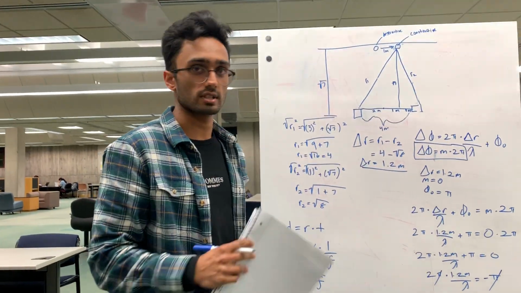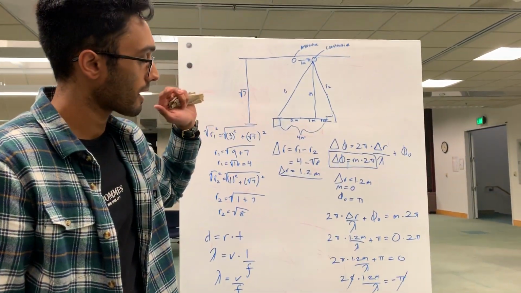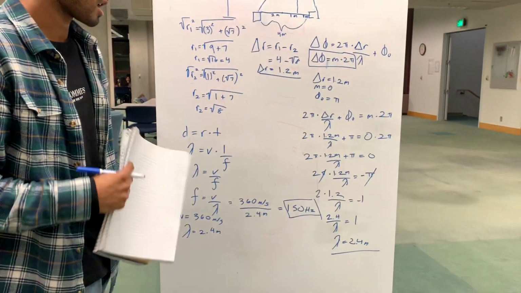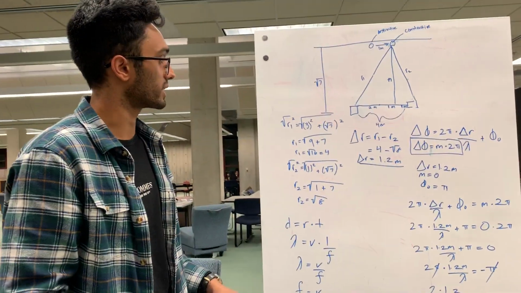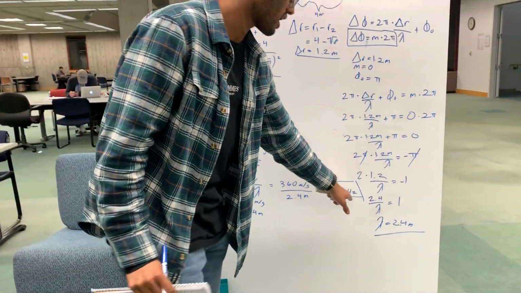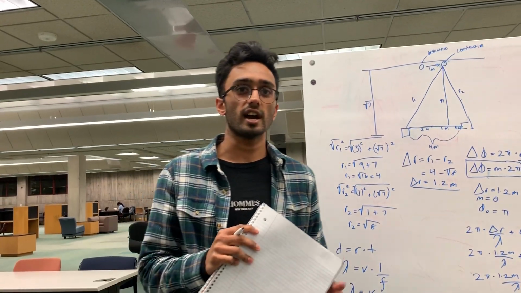So yeah, as you can see, we start off with the change in R, we found our wavelength, and we related that back to frequency, and we ended up with 150 hertz. And yeah, I hope that helps.